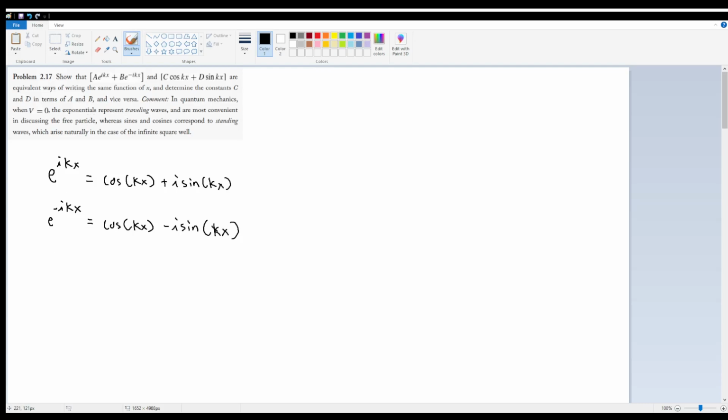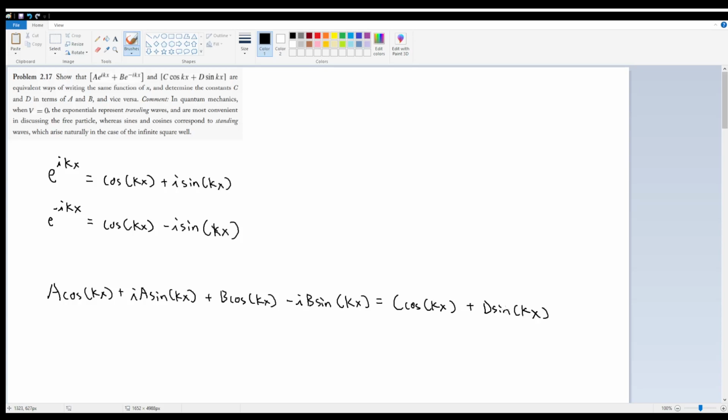If we do this and we plug these into this result, then what we get is a cosine kx plus i times a sine kx plus b cosine kx minus i times b sine kx is equal to c cosine kx plus d sine kx. And then we're asked to find the relation between c, d and a, b, and then reverse it to get the opposite version.